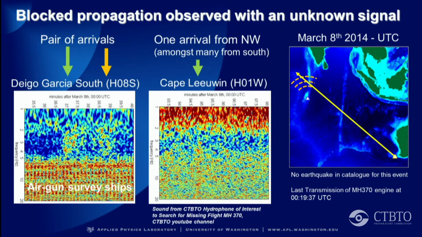So I wanted to finish on what the signal was that I first looked at here, this blocked propagation of an unknown signal. And this occurred just shortly after that last transmission from the missing MH370 airplane. And this didn't show up in the earthquake catalog. And it actually wasn't detected automatically on the CTBT network, partly because there was an air gun survey going on here. Now at Cape Leeuwin, there was an event detected, and that's reported in a YouTube video and lots of other places.